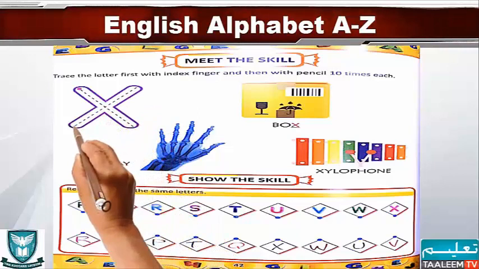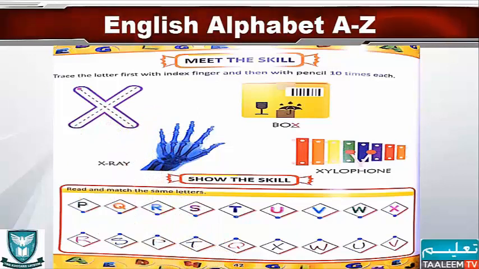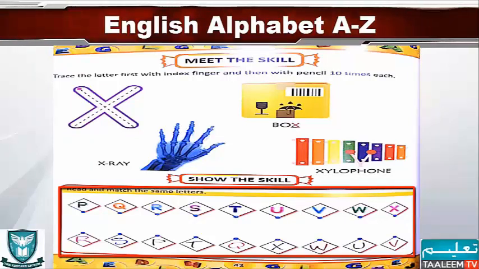Good. Now move on to the next block on page number 42 of your book. This block is having different letters. You can read these letters and match the same letters with the help of your pencil. Good. Match the same letters from this block.